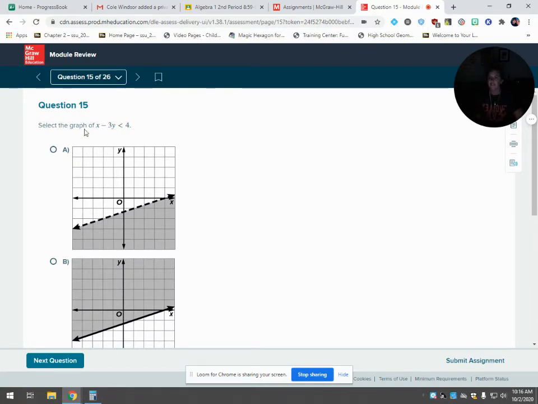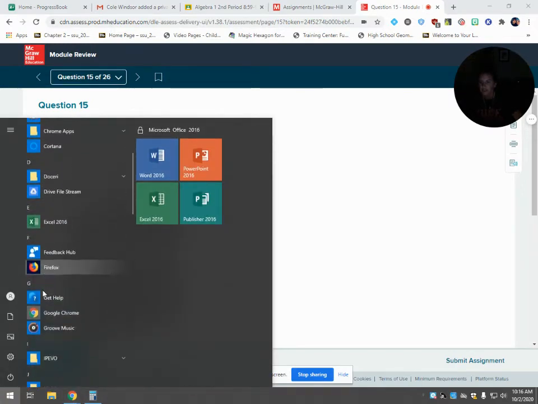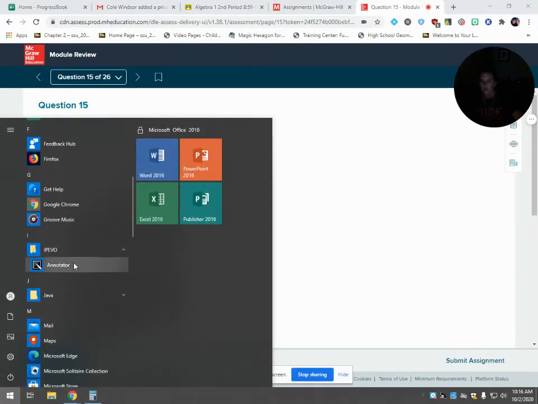Select the graph of x minus 3y is less than 4. Well, I converted this. I moved my x over to the other side. It's just more helpful for me to do it that way. We'll write on the screen here.